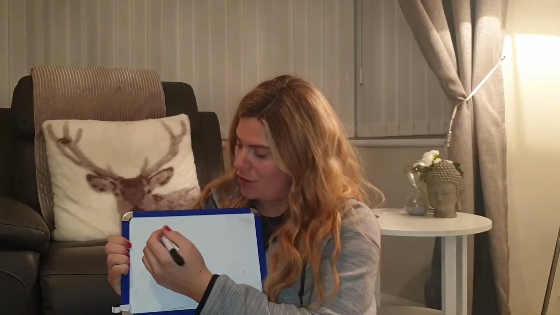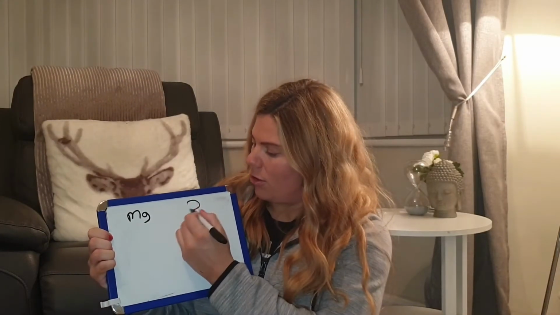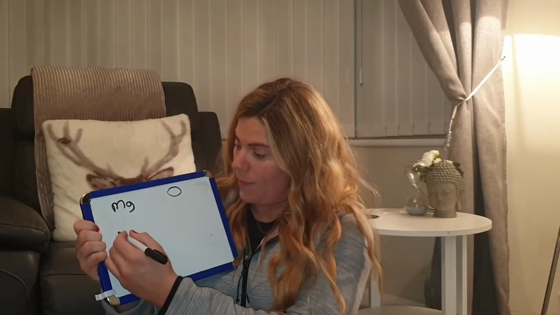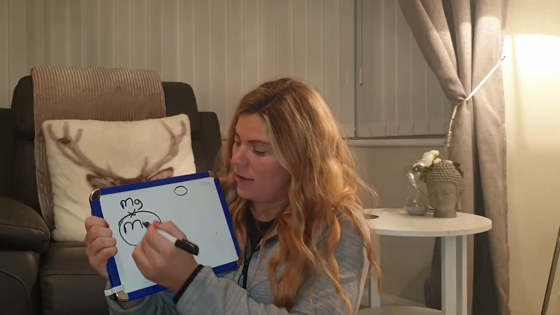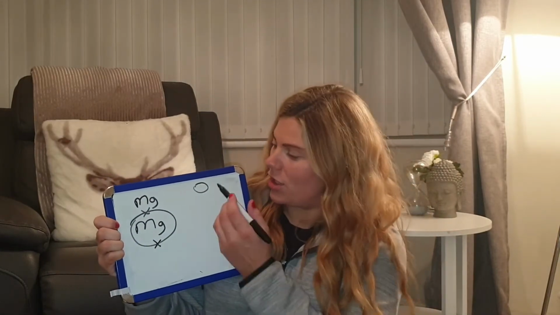Right, magnesium, Mg, it's in group 2. So I'll try and take up less room. Magnesium is in group 2. I'm going to look at oxygen as well, which is in group 6. So magnesium is in group 2. It's got 2 electrons in its outer shell. So I'm going to draw it here. This is its outer shell. Magnesium, 2 electrons in its outer shell.